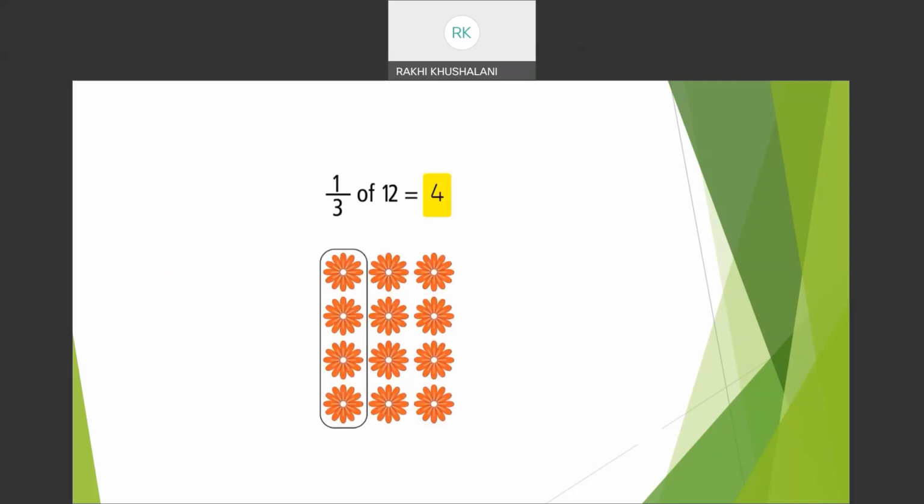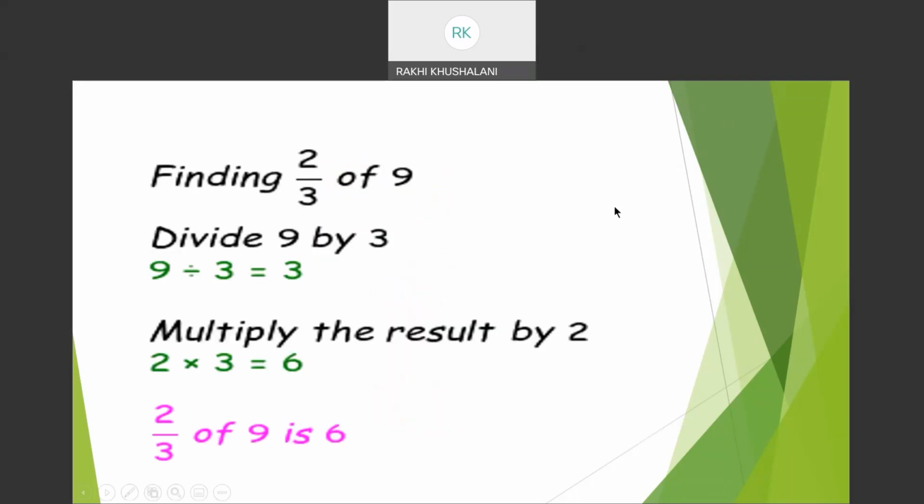If you look back here, 1/3 of 12. How is it written? It is written 1/3 of 12. This "of", what does it stand for? Remember my terms, and let's go to the next slide.